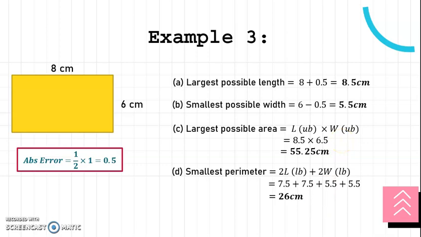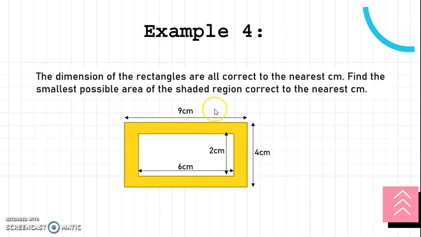Okay, so let's proceed with example 4. The dimensions of the rectangles are all correct to the nearest centimeter. Find the smallest possible area of the shaded region correct to the nearest centimeter. Okay, so now pause this video and I want you to do it individually. If you have any question, do ask.